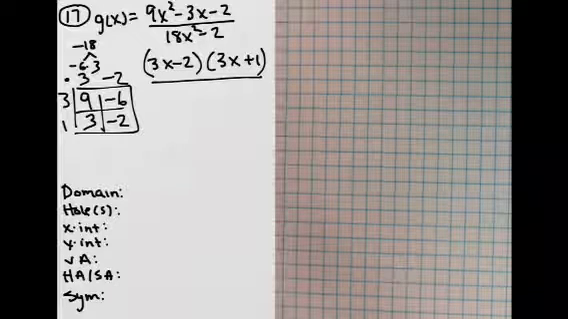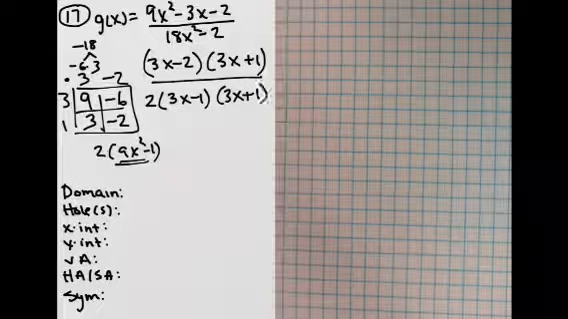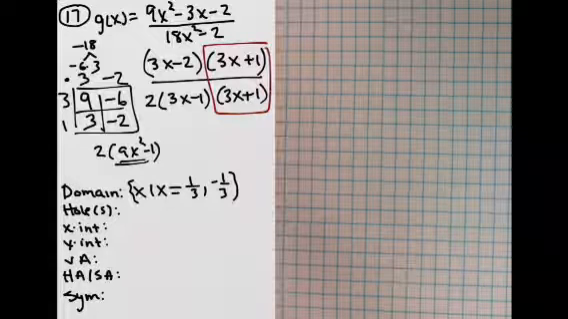The denominator I could factor out a 2, and then I have a difference of squares, because when I factor out a 2, let me show you here in the bottom, I get 9x squared minus 1. So this is a difference of squares, 3x minus 1 and 3x plus 1. Okay? So for the domain, remember we look at the denominator. So x such that x cannot equal 1/3 or negative 1/3. For the holes, this one actually does have a hole because this is a common factor top and bottom. It's at negative 1/3.